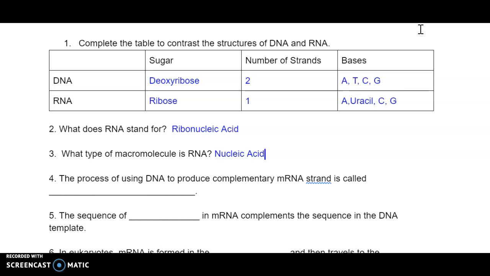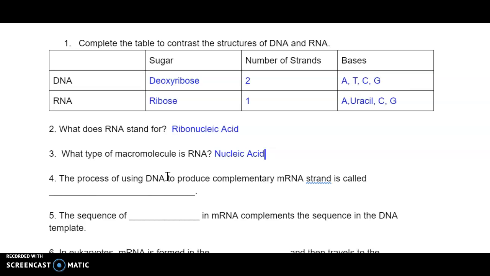Number 4 says the process of using DNA to produce complementary mRNA strand is called, okay, we're going from DNA to mRNA. And mRNA, that's our messenger RNA. It brings that message. The DNA is in the nucleus, remember, and it can't leave the nucleus, but it has the instructions for making proteins.